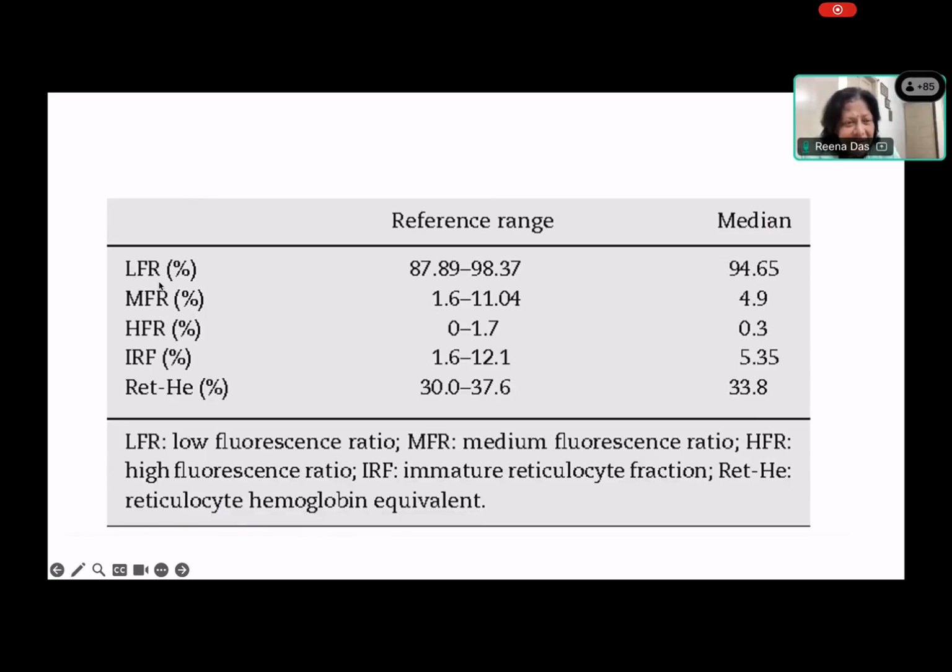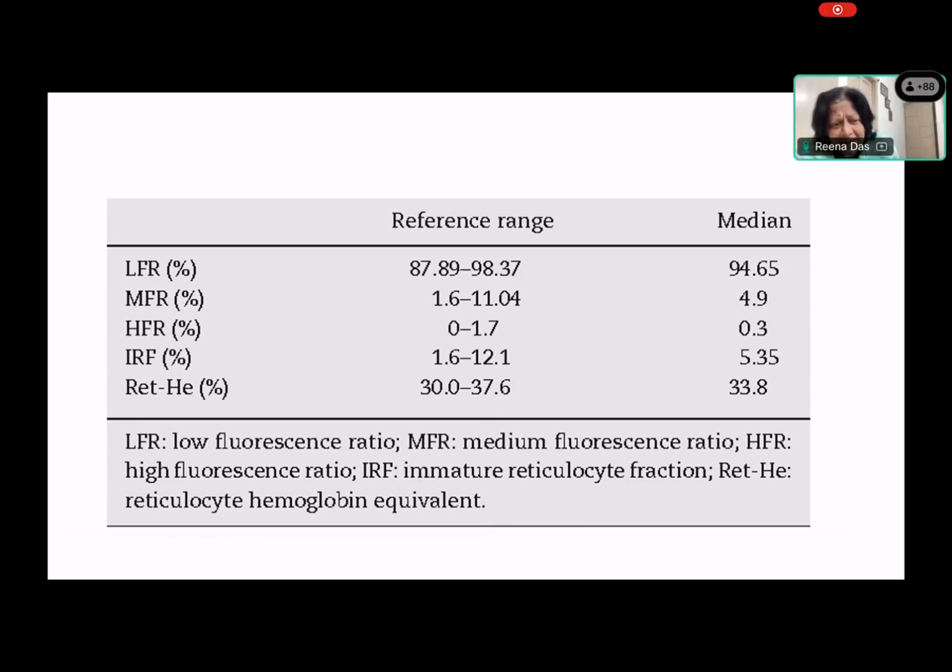the low fluorescence reticulocytes, the medium fluorescence reticulocytes, and the high fluorescence reticulocytes. So usually when we talk about the immature reticulocyte fraction, IRF, that actually gives the total of the medium and the high fluorescence. Most people will have low fluorescence reticulocytes, which is the maximum percentage. And if the immature reticulocyte fraction increases, then we say that the bone marrow activity is kind of increased.